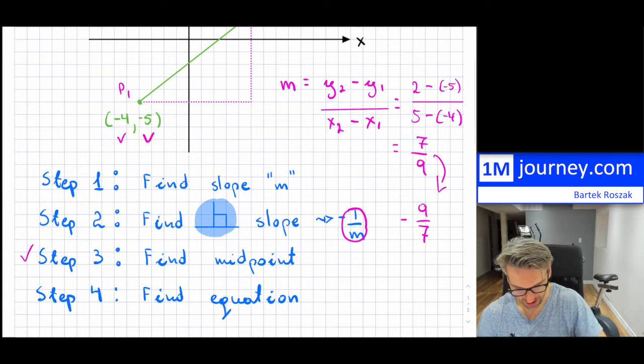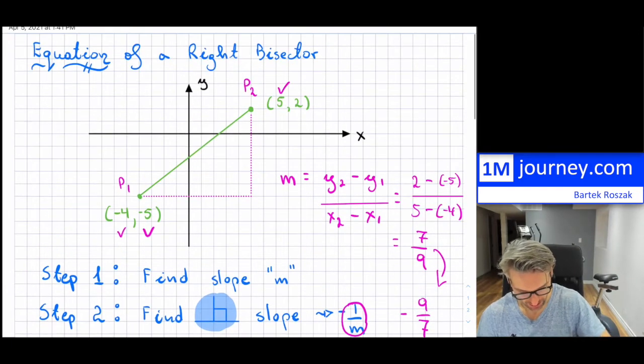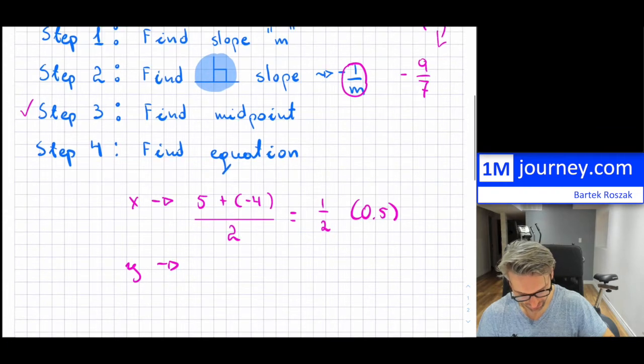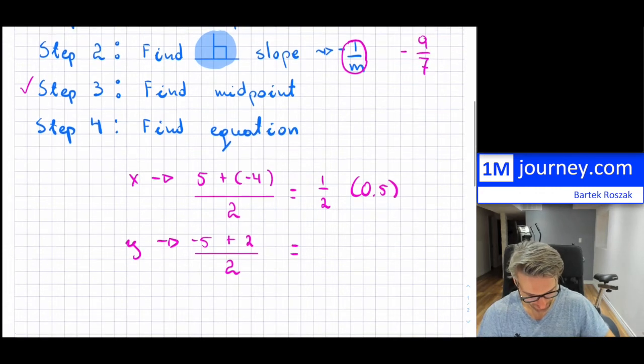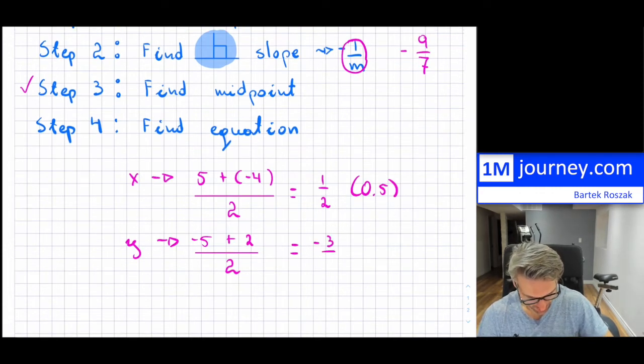And then for your y component, you take your y components now. That's going to be -5 plus 2, and again you're taking the average of it, divided by 2. So this is going to be -3/2, or -1.5.